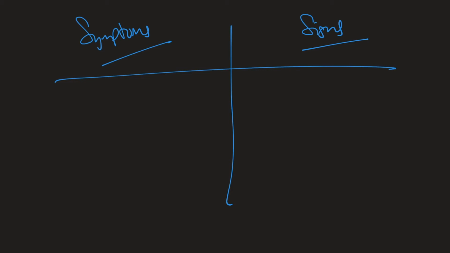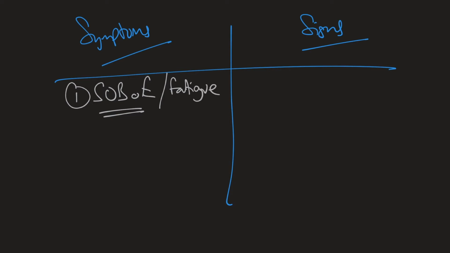Let's start with symptoms, what the patient actually comes to hospital complaining of. The earliest symptom the patient may find is shortness of breath on exertion. They'll find they're just getting more and more breathless doing things. They'll find generalized tiredness. All of these signs are basically because of a drop in cardiac output. So fatigue, tiredness, shortness of breath on exertion.